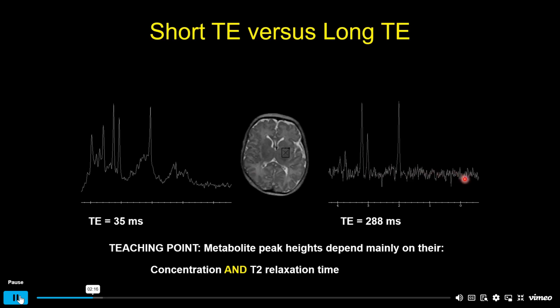The baseline will be cleaner at a long echo time because the peak heights depend on the concentration of the metabolites, but also on their T2 relaxation time. So this is easier to look at, but if you're looking at the potential unknown metabolite that can indicate a metabolic disorder, you also have to do the short echo.